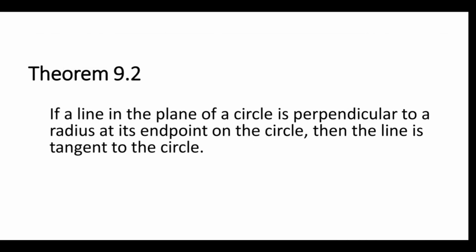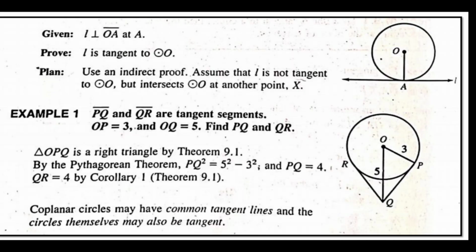Now, the next one we have is Theorem 9.2. It states that if a line in the plane of a circle is perpendicular to a radius at its endpoint on the circle, then the line is tangent to the circle. To further understand and prove this theorem, we have here the given: line L, as we can see in the figure, is perpendicular to segment OA at the point of tangency A. We're going to prove that L is tangent to circle O.